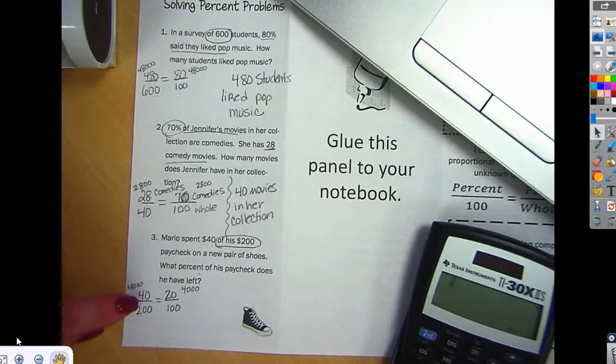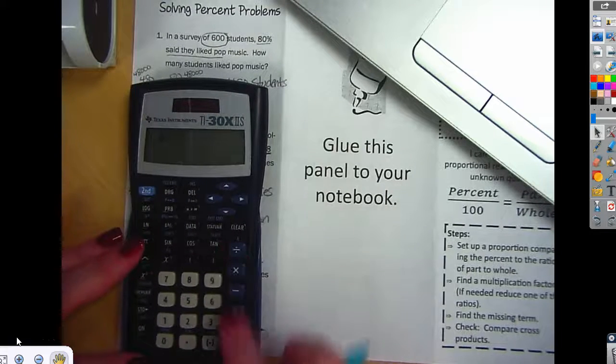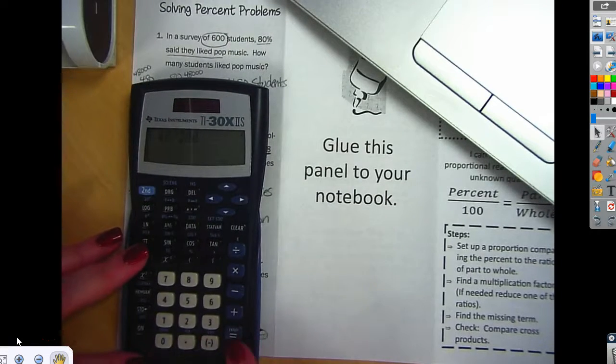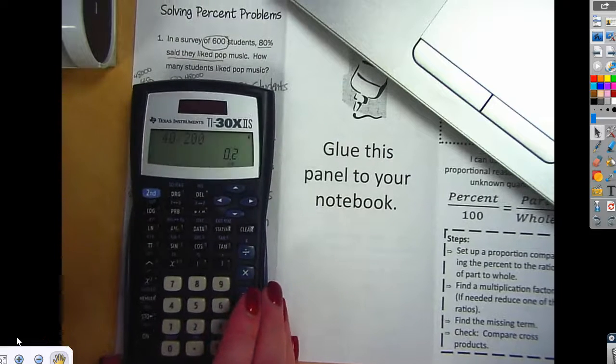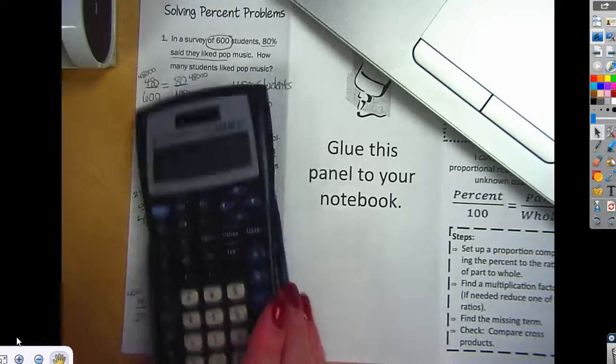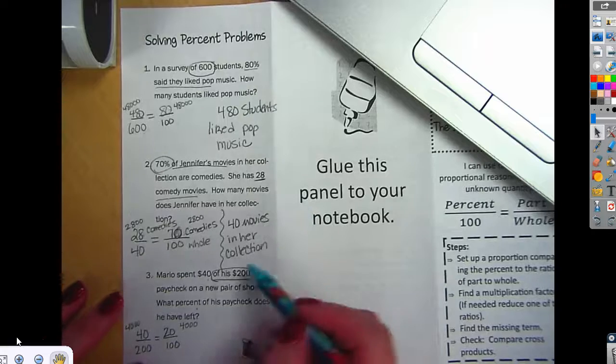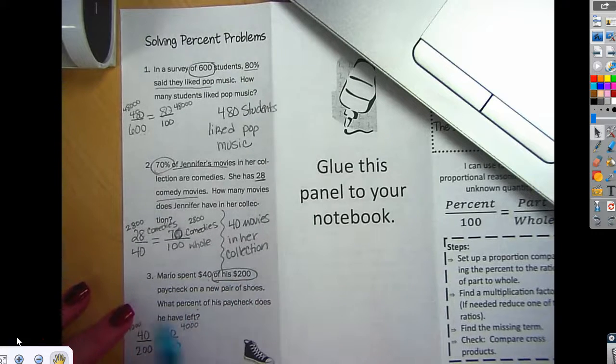Percent. Can I double check this right here? Could I say 40 divided by 200? 40 divided by 200, and you get 0.2. And to change that to a percent, you move that 2 places to the right and you get 20%. Okay, so we have 20% here.